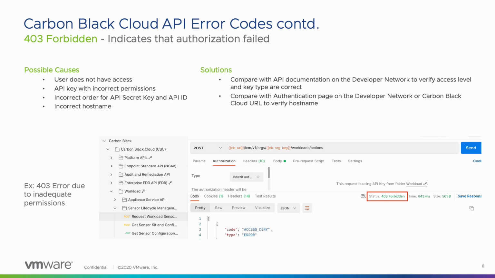Potential solutions for this error type include verifying the access level and key type by comparing with the API documentation on the developer network, and verifying the host name by comparing with the authentication page on the developer network or comparing with the CBC URL. The example shown here is caused by inadequate permissions. The API recognizes the key, but the user doesn't have permission to make this specific call.